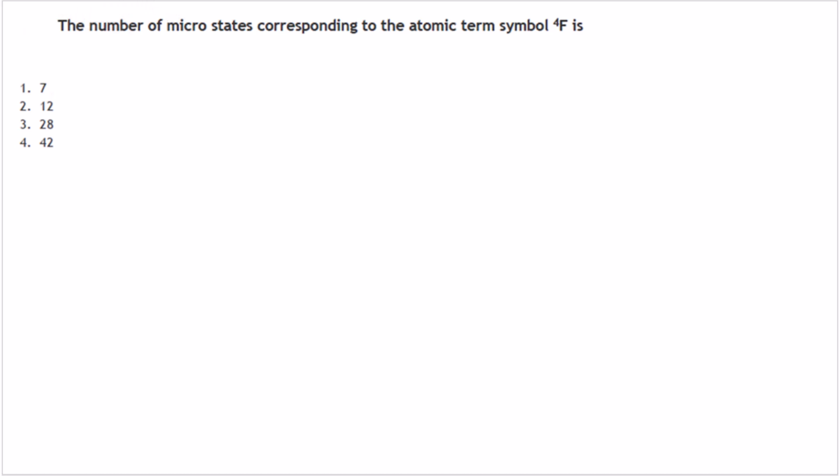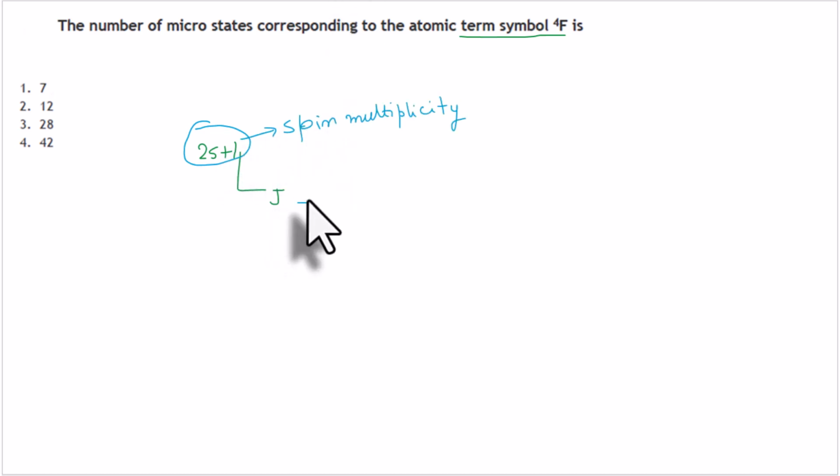Hello everyone. We have a question which says the number of microstates corresponding to the atomic term symbol 4F is. We know that the basic notation for a term symbol is L with superscript 2S plus 1 and subscript J. The 2S plus 1 is the spin multiplicity, while the subscript J is the spin orbit coupling, or the spin orbit interaction.